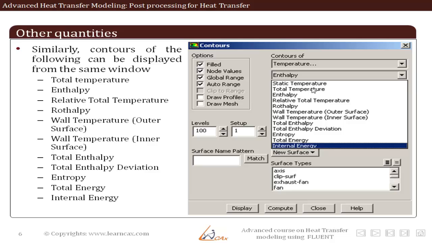Similarly, contours of various parameters or properties and variables can be displayed from the same window. We can plot enthalpy as shown here. There is relative total temperature, rothalpy, wall outer surface temperature, wall inner surface temperature, total enthalpy, entropy, internal energy. So a lot of these quantities can be plotted on different surfaces wherever we feel they are important.